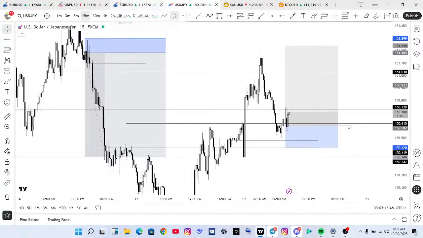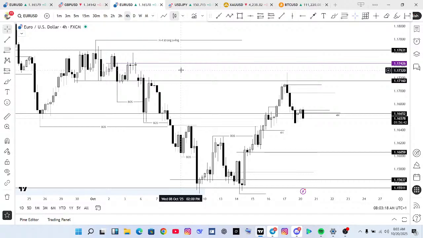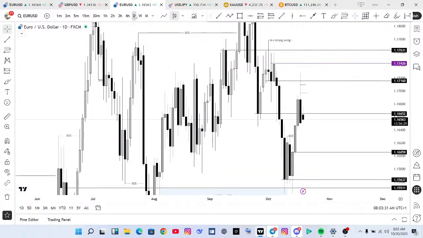I just want us to analyze Euro USD, my favorite pair. Some people are saying Euro USD will be bearish this week. Some are saying Euro USD will be bullish this week, but no one can actually predict the market. Yes, we can predict, but nobody can predict it accurately.